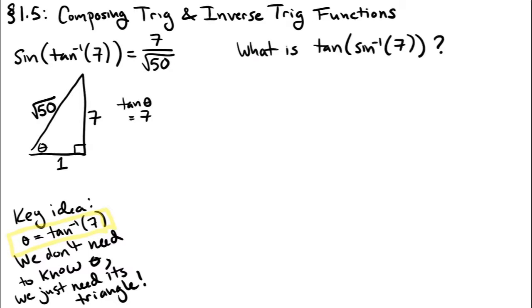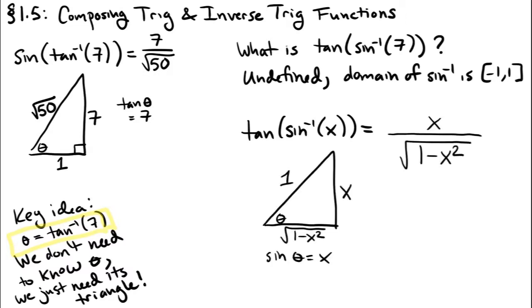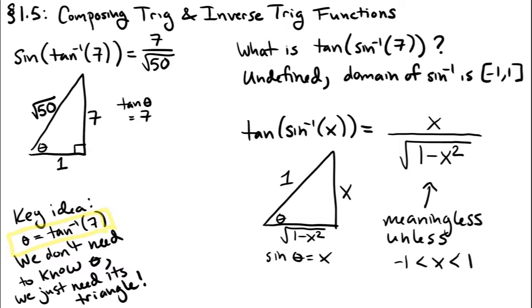Think for a moment. What if I want the tangent of inverse sine 7? This is actually undefined because the domain of arcsine is only from -1 to 1. Say I put x in there instead of 7. We can proceed just as we did before. We start with setting up a triangle, and we get the function x divided by the square root of 1 minus x squared. And notice that this quantity is meaningless unless x is between 1 and -1.